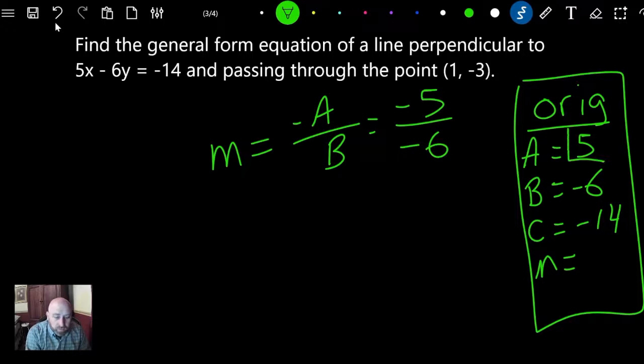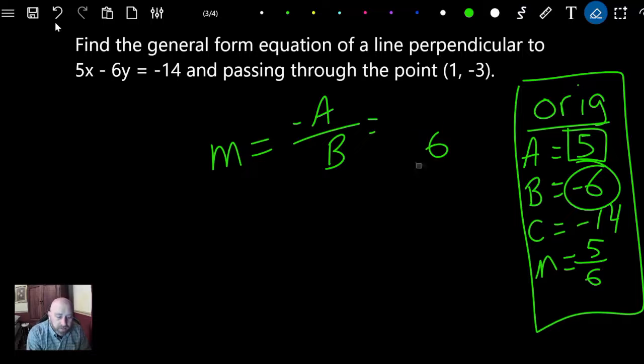Look, this one didn't have a negative, but this does. So when we plugged it in, it went to negative. This one doesn't have a negative, but our B over here is negative. So they both ended up being negative. What happens when they're both negative? That means that they are positive. So our slope is 5 over 6. 5 over 6 is how you find the slope.